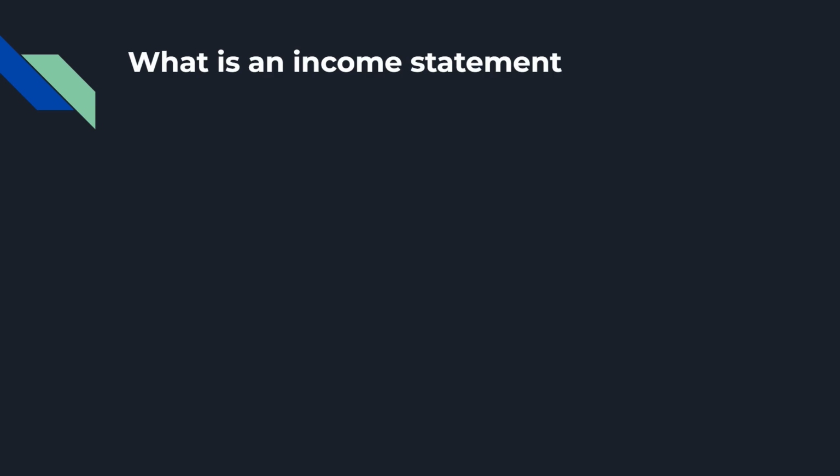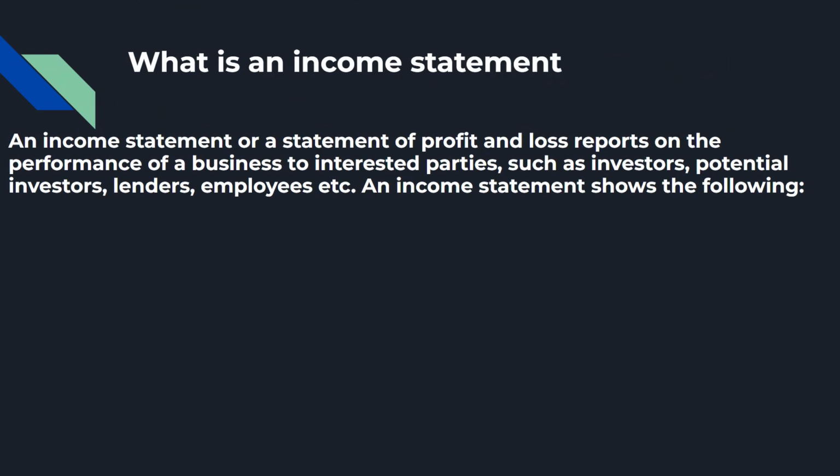First things first, what is an income statement? An income statement, or a statement of profit and loss, reports the performance of a business to interested parties such as investors, potential investors, lenders, employees, etc. An income statement shows the following.